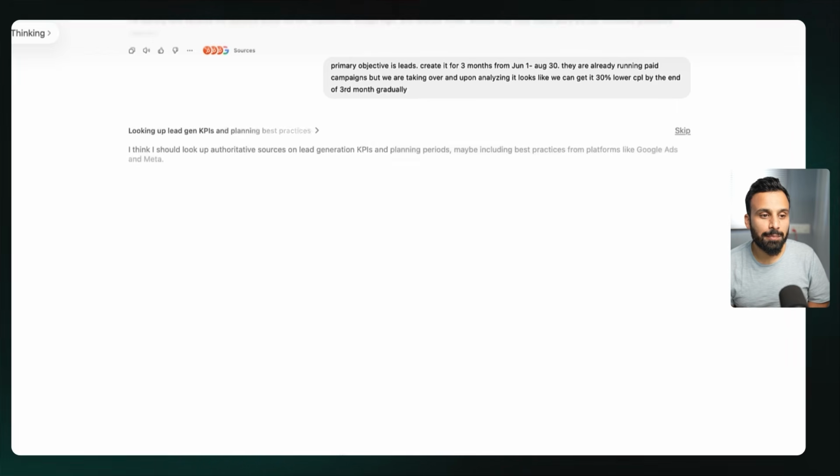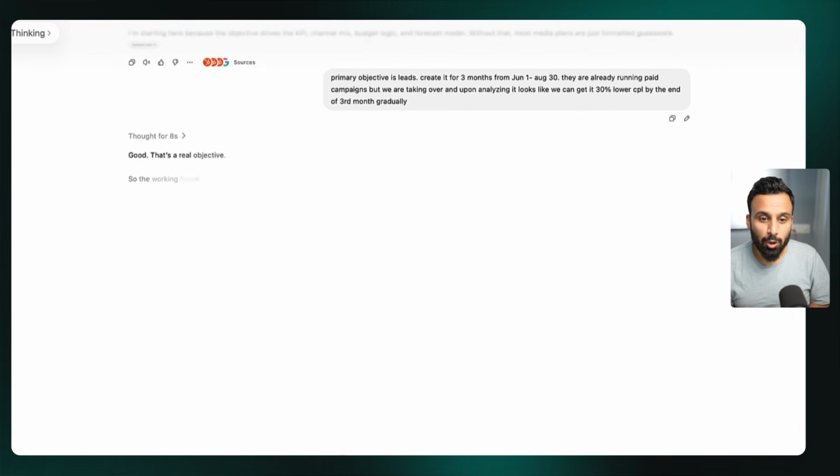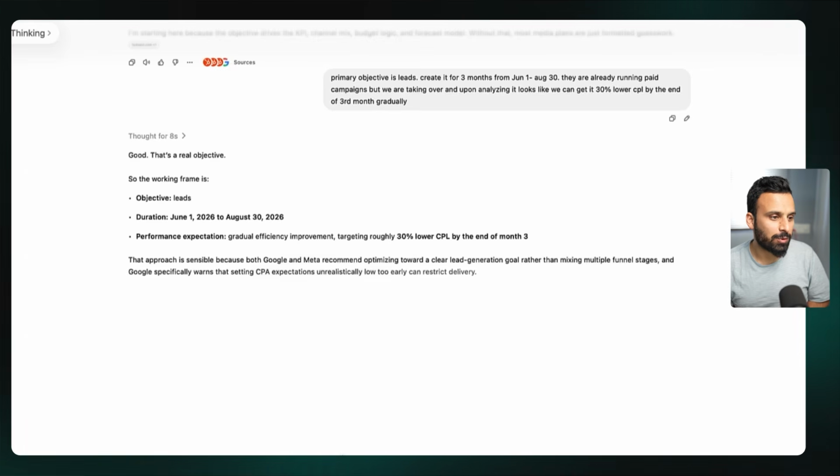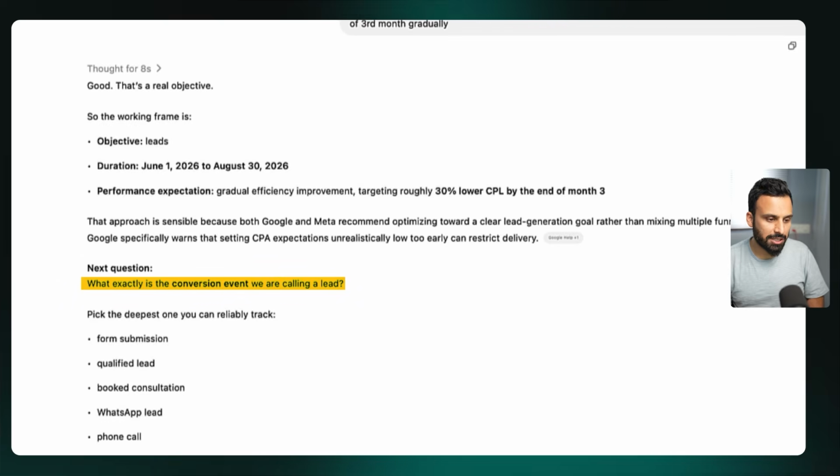They're already running paid campaigns, but we are taking over, and upon analyzing, it looks like we can get a 30% lower CPL by the end of the third month, gradually. Good, that's a real objective, so working time frame. Okay, the next question it's asking about is the conversion event.